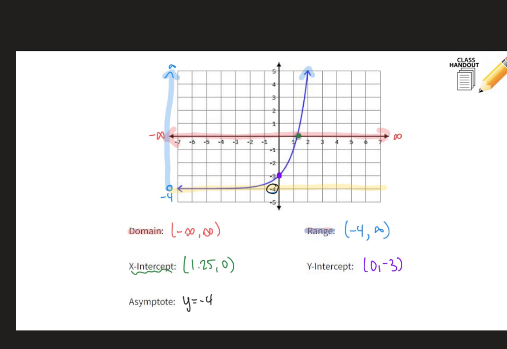One thing to make note of is the asymptote and the range are related. Wherever your asymptote is, that's going to be a part of your range. As we see, the lowest our graph was -4 and the highest was infinity.